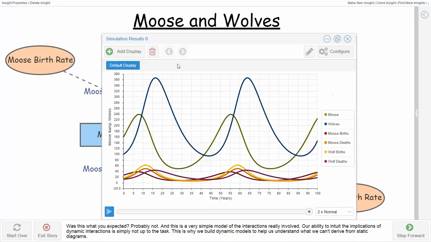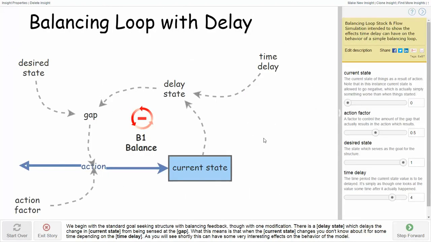So that's one example. The second one is a simple balancing loop structure where here's the current state and here's the desired state, and that produces a gap which causes an action intended to move the current state in the direction of the desired state. The simplest goal-seeking balancing loop that you could develop, though with one addition in that you can input a time delay between the time that the action changes the current state and you actually realize the implications of that action.